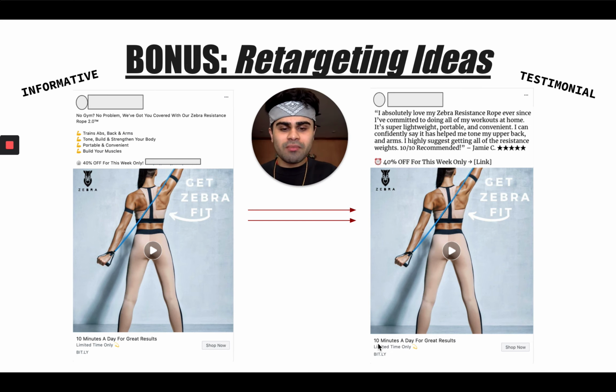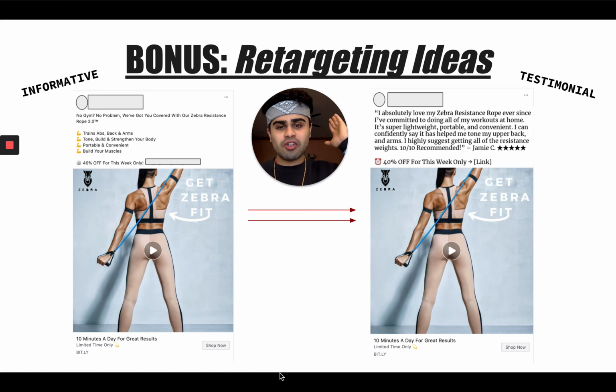We kept the headline and the description absolutely the same, but we changed up the entire, or 95% of the primary text. Instead, we say, "I absolutely love Zebra Rope ever since I've committed to doing all my workouts at home. It's super lightweight, portable, and convenient." Again, it's talking about the features and benefits, but it's very natural. It's all very flowy, right? "I can confidently say it has helped me tone my upper back and arms. I highly suggest getting all the resistance weights. 10 out of 10 recommended. Jamie C, 5 out of 5 stars." I don't think there's an issue using the stars here, by the way. I think only down here, as far as I know.